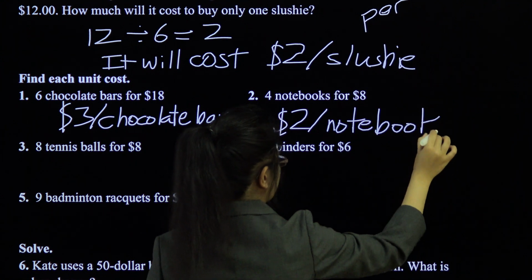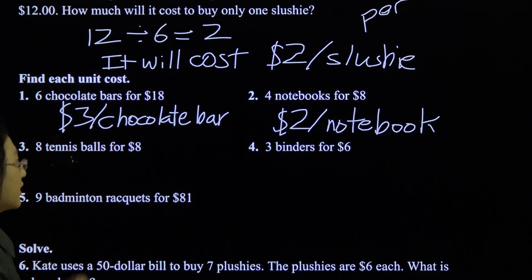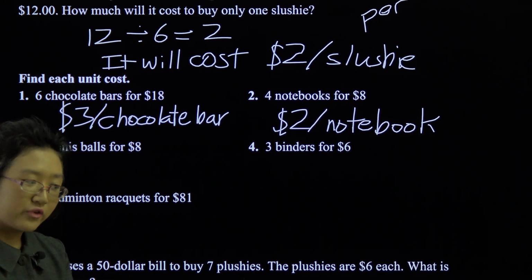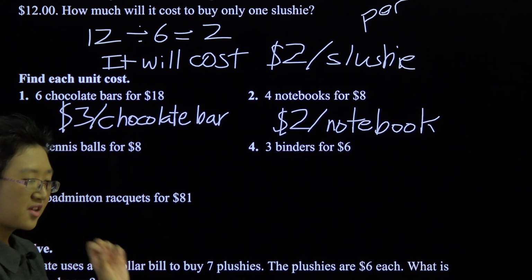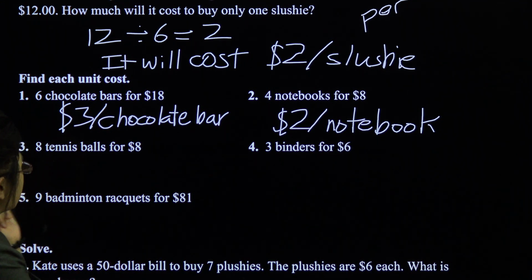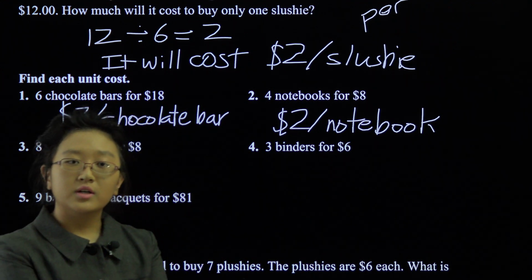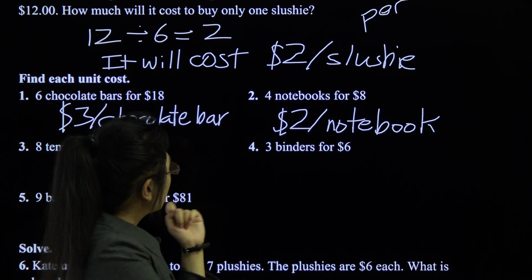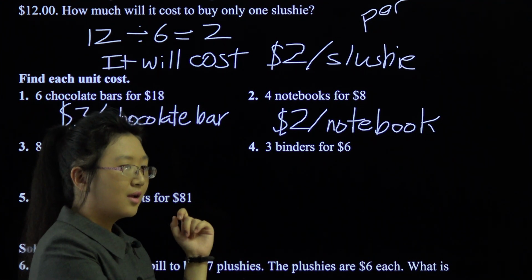How do you check whether or not your unit cost is correct? Multiplication. Because if it's $3 for every chocolate bar, then 6 chocolate bars would be 6 times $3, which is $18. If it's $2 for every notebook, then 4 notebooks would be 4 times $2, which means $8.